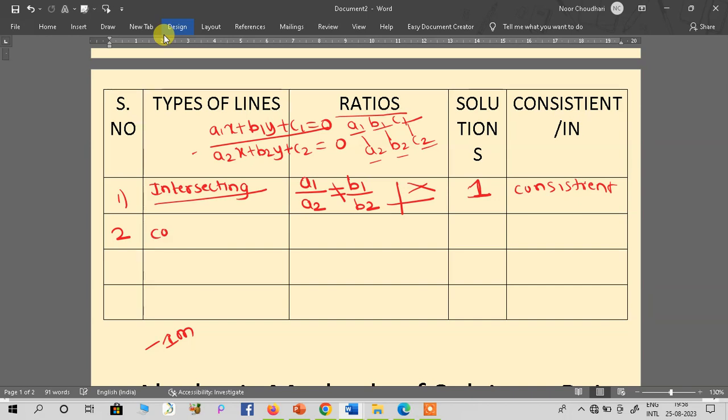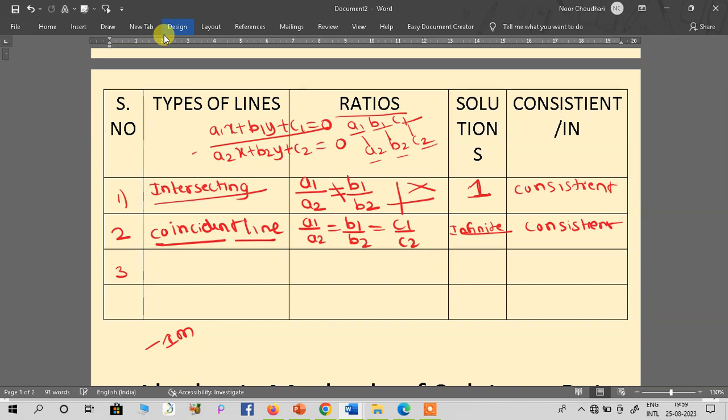So we go to the second, coincident lines. Coincident lines: its ratios are a1 upon a2 equal to b1 upon b2 equal to c1 upon c2. If all ratios are equal, you say these are coincident lines. So a coincident line has infinite solutions. It has how many solutions? Infinite solutions. So it also gives solutions, as I already told you, consistent.